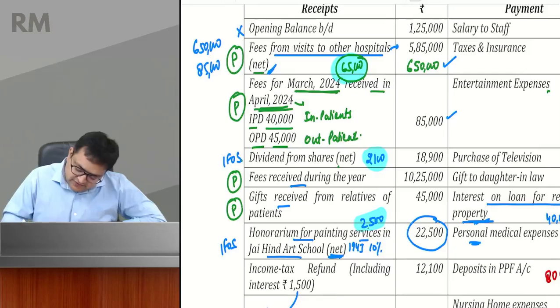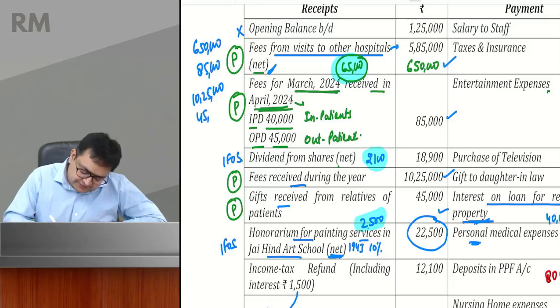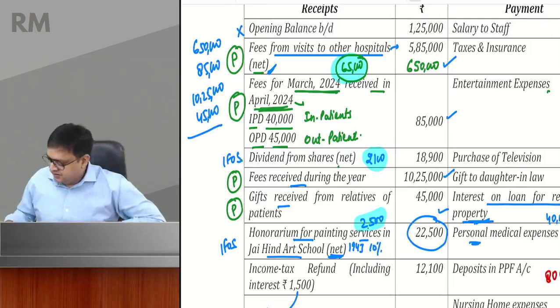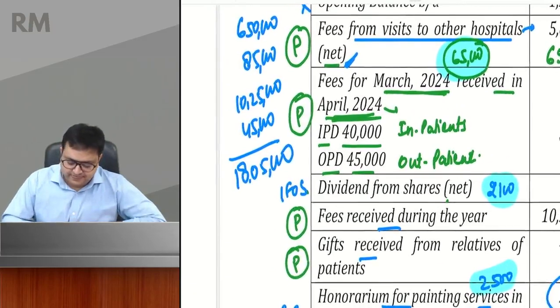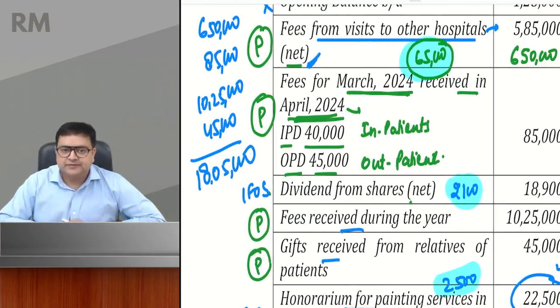Then fees received during the year, 10,25,000. Gifts received from relatives, 45,000. That's it. So it is 6,50,000 plus 85,000 plus 10,25,000 plus 45,000, which is 18,05,000. That is your business receipts. Everybody, I believe, is okay with it.